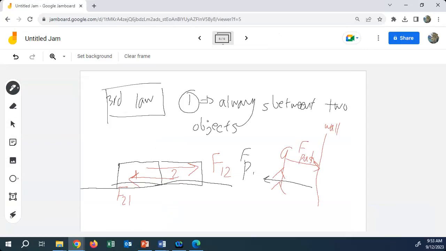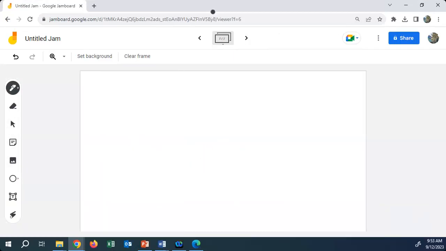F push. Good. Let me just draw a little better. Wall, person, okay? F push, and then the wall exerting the same force on the person, F push.